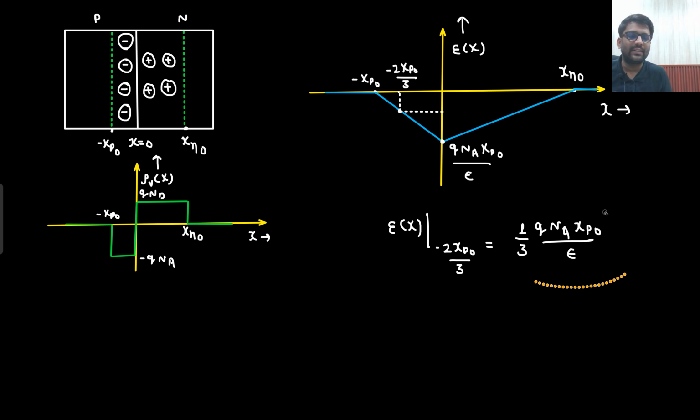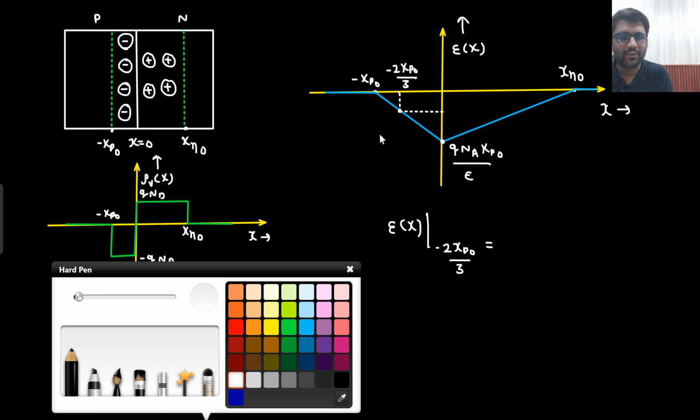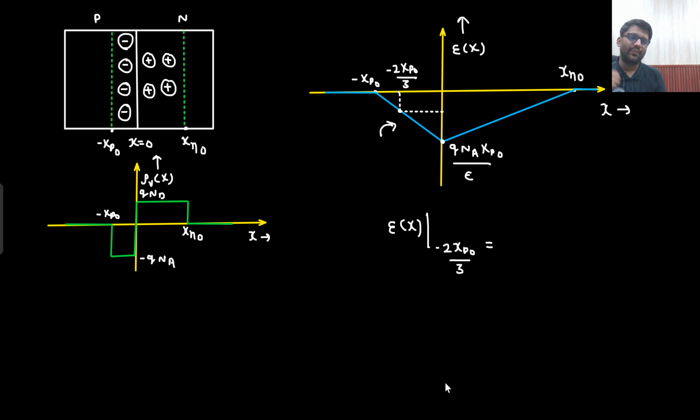Those who are not able to understand this, what they need to do? They need to write down the equation of this line. Can you write down the equation of this line? What will be the equation of this line? So first I need to see the slope. Slope is negative. So what will be the slope? The slope would be minus QNA upon epsilon. This would be the slope, right? y by x. X is xp naught. Xp naught will get cancelled out. Minus q na by epsilon. That would be the slope.